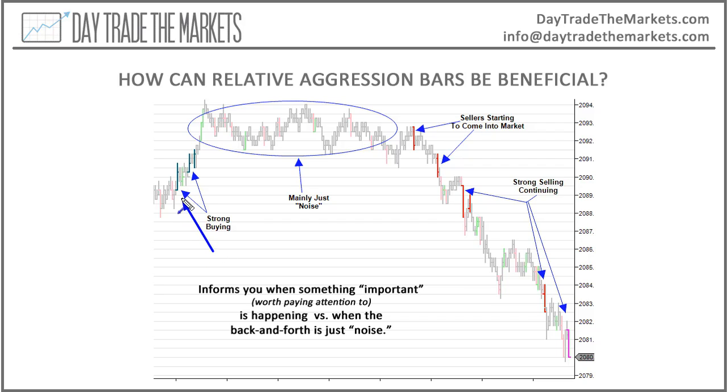So in this example, you can see some strong buying coming in, and then we just see a bunch of gray bars and level 1 bars. It's a choppy market. There's not a lot of buying aggression or selling aggression. It's mainly just noise. You can see, though, a little bit later on, some strong sellers start to come into the market and things start to change. So again, pay attention when you see a level 2 or a level 3 bar. When you don't, we know that it's pretty much just noise. So it's telling you when something important is happening. That's one way to use it.